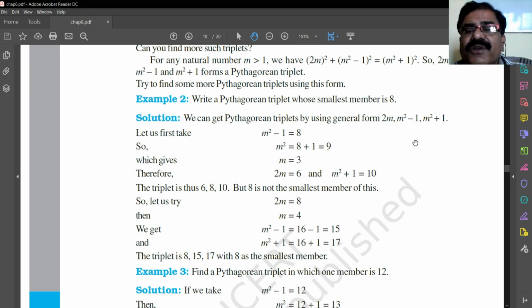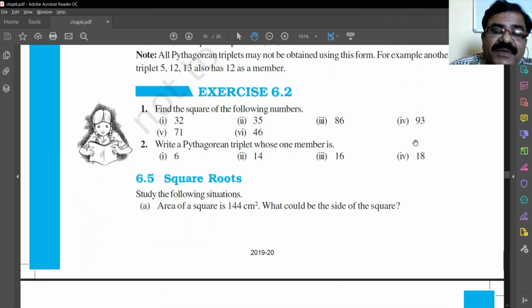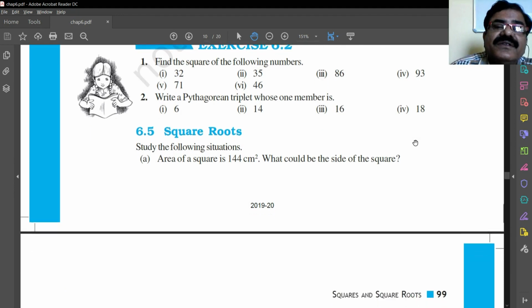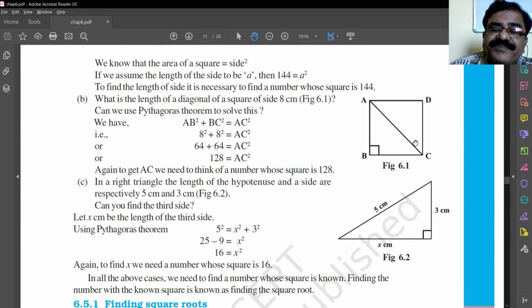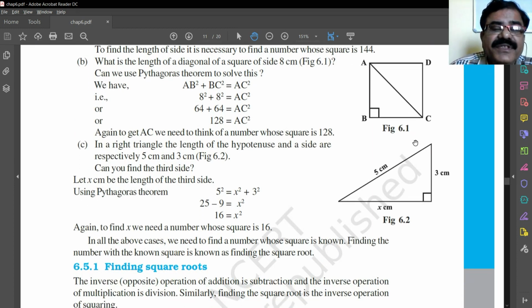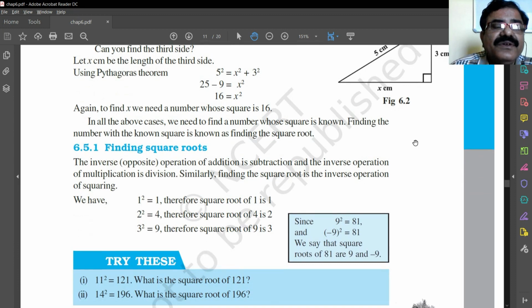So in the question you have to think that 2m, m square minus 1 and m square plus 1. If the number is given as the smallest, you have to check one by one, and after that you can find the Pythagorean triplets. You can solve the questions given in 6.2 also, and with the help of this Pythagoras theorem you can solve word problems also.